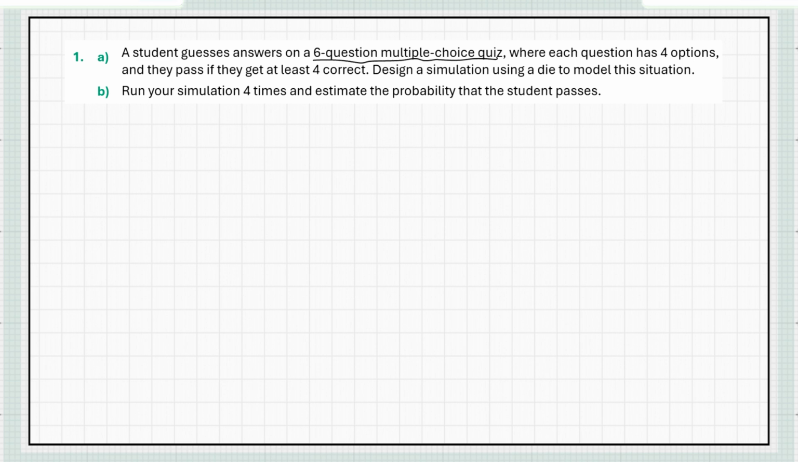For our first one here, a student guesses the answers on 6 questions of a multiple choice quiz. Each question has 4 options and they pass if they get at least 4 correct, and we want to design a simulation using a die to model this situation. This is not particularly complicated. It sounds complicated, but it really isn't too difficult.